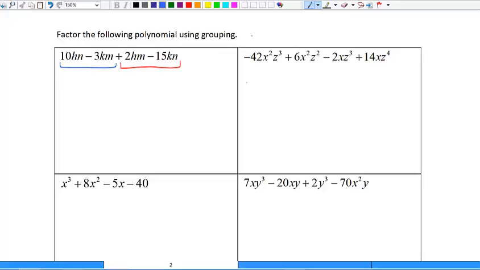So this is one of those examples where I just take the first 2 and make them a group, and the second 2 and make them a group, and it didn't really work. I can't take a GCF out of either group. So what I want you to do is rearrange this into a group that does work. With the 10HN, which one of these terms has common factors with 10H and N? Well, to me it looks like 2HM works. This is not the only way, but this is one way.